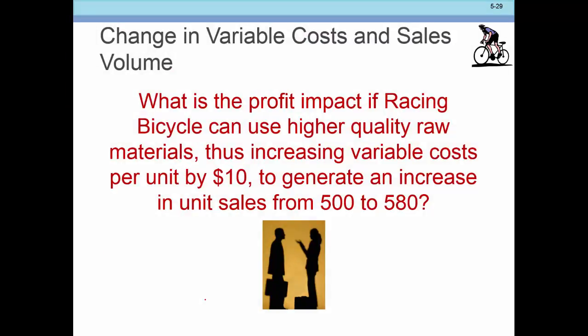Okay, good. Let's see if we should follow this idea now. We're going to increase our sales from 500 to 580, and the way we're going to do it is by getting the talk around the campfire to be that we have a better product. So we're going to use more expensive materials, which is going to increase my variable expense, but people will say, yeah, this is the bike of the century, you got to buy this thing, right? And I'll be able to increase my sales from 500 to 580.